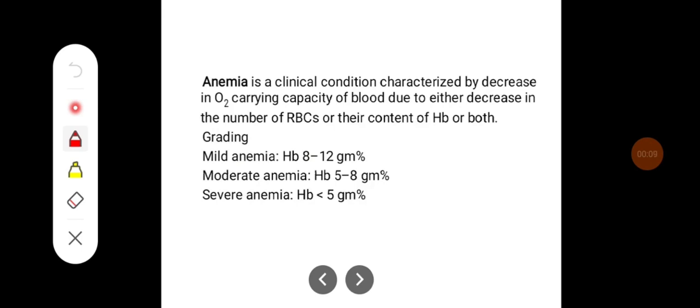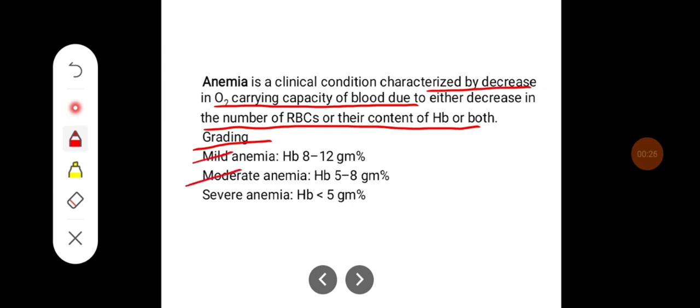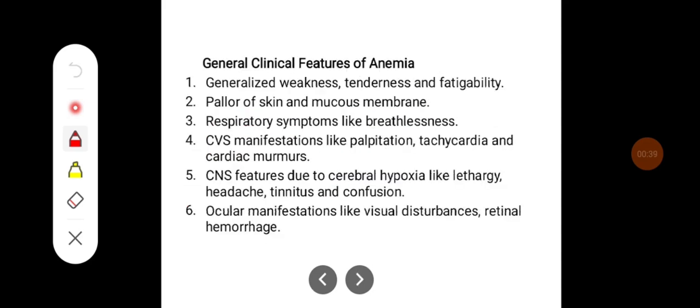Anemia is a clinical condition characterized by decrease in oxygen carrying capacity of blood due to either decrease in the number of RBCs or their content of Hb or both. There can be different gradings of anemia based on hemoglobin concentration. It can be mild, moderate, and severe anemia. It is mild anemia if the hemoglobin concentration is between 8 to 12 gram percent, moderate if between 5 to 8 gram percent, and severe if it is less than 5 gram percent.